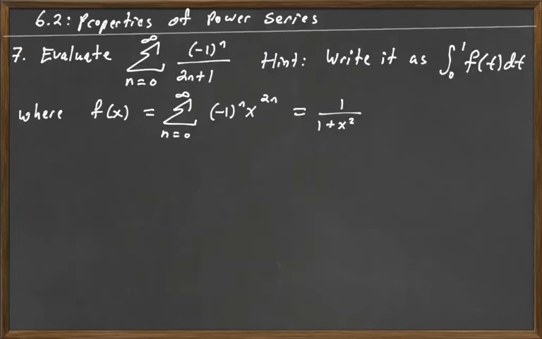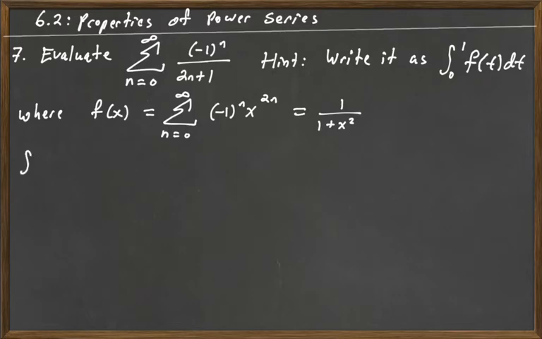Alright, this is the third video on section 6.2 and we're looking at properties of power series. Problem number 7 says to evaluate the sum n equals 0 to infinity of negative 1 to the n divided by 2n plus 1. And we're provided with a hint that says write it as the integral from 0 to 1 of f of t dt, where f of x is equal to the sum n equals 0 to infinity of negative 1 to the n x raised to the 2n, and that is equal to 1 over 1 plus x squared.